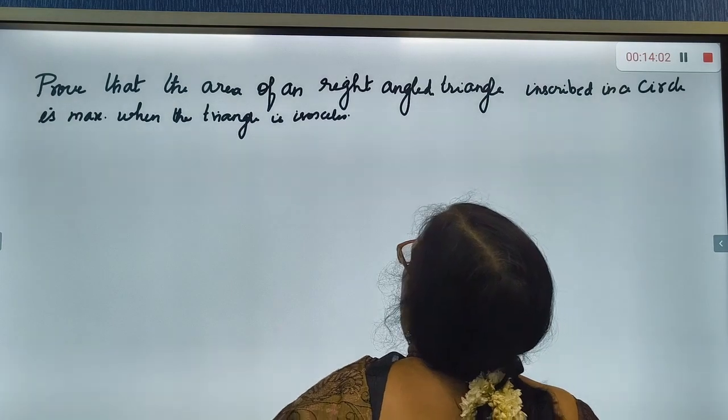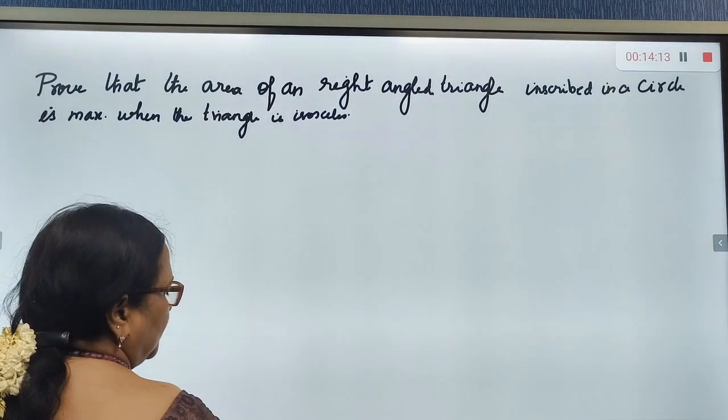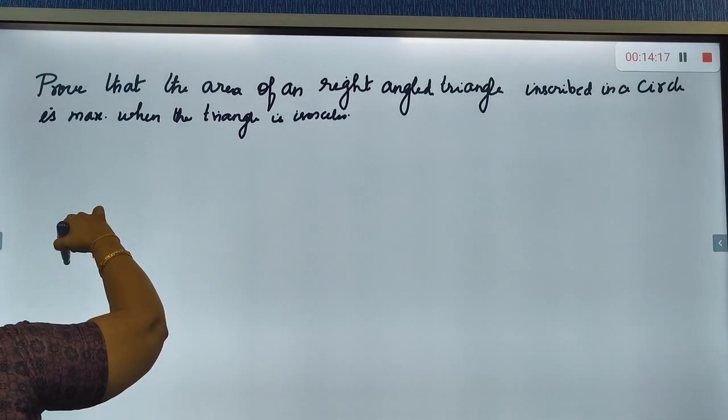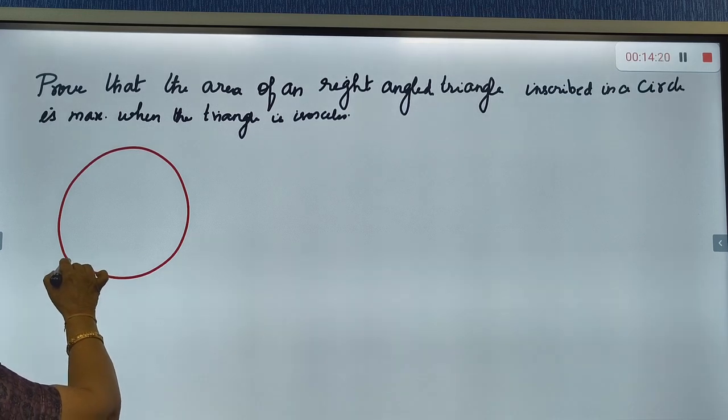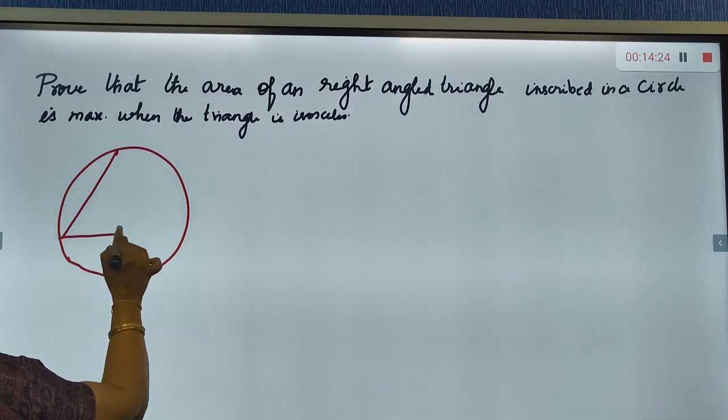Next problem. Prove that the area of a right angled triangle inscribed in a circle is maximum when the triangle is isosceles. So what is given? So you have a circle in which you have inscribed a right angle triangle.